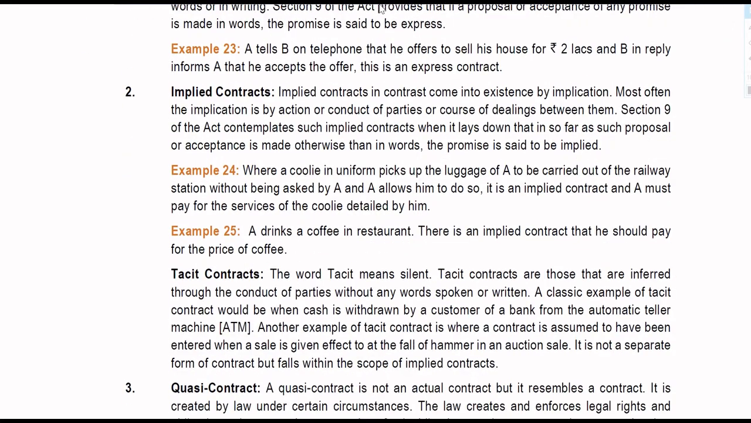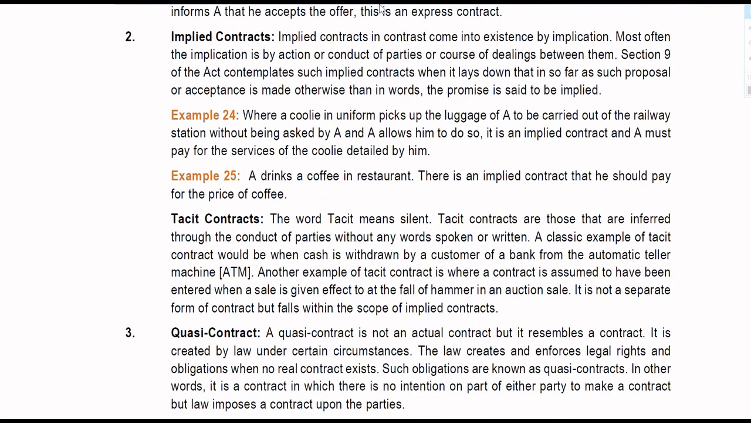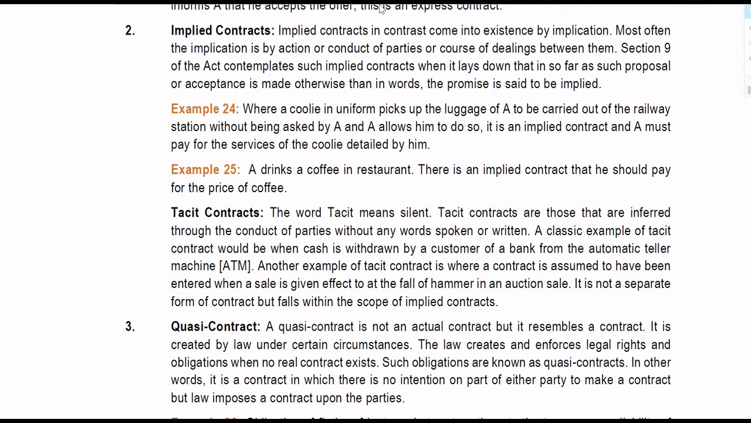Okay. Tacit contract. The word tacit means silence. Tacit contracts are those that are inferred through the conduct of parties without any word spoken or written. A classic example of a tacit contract would be when cash is withdrawn by a customer of a bank from the automatic teller machine. Another example of a tacit contract is where a contract is assumed to have been entered when a sale is given effect to at the fall of the hammer in an auction sale. It is not a separate form of contract but falls within the scope of implied contract.